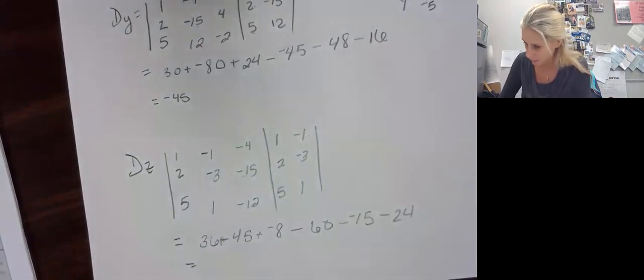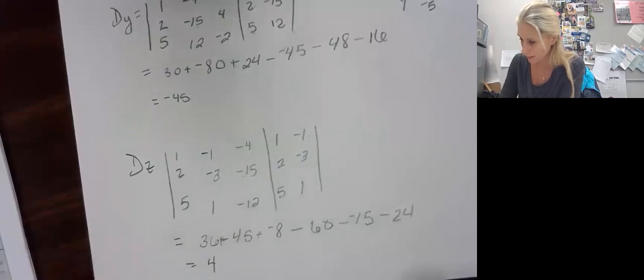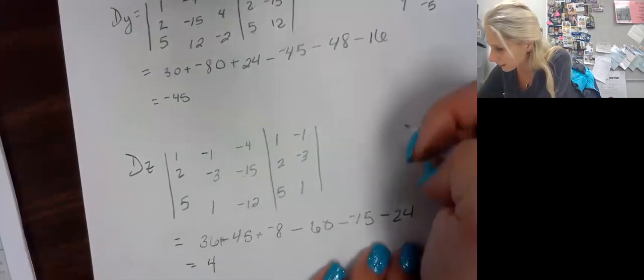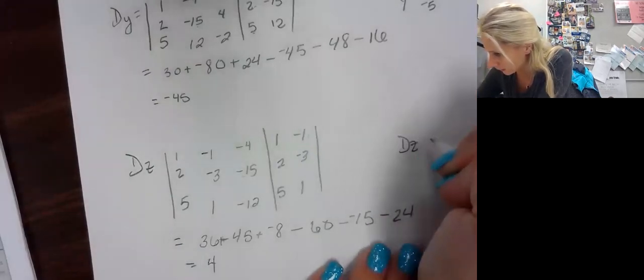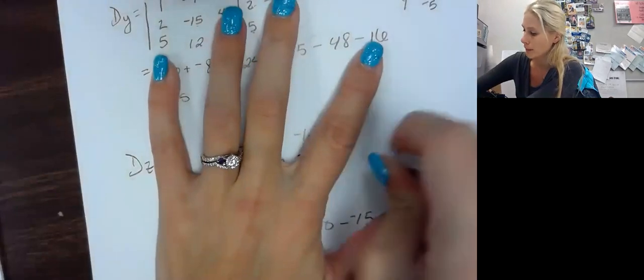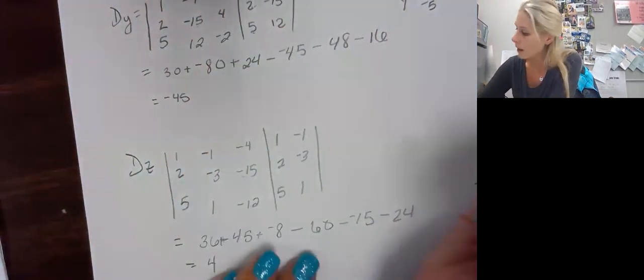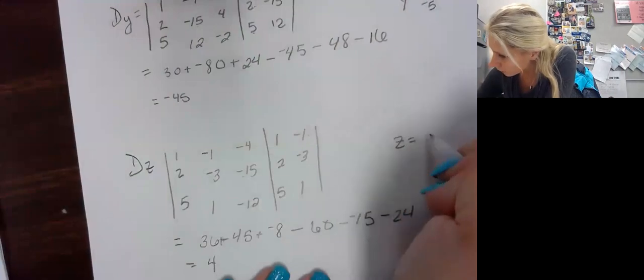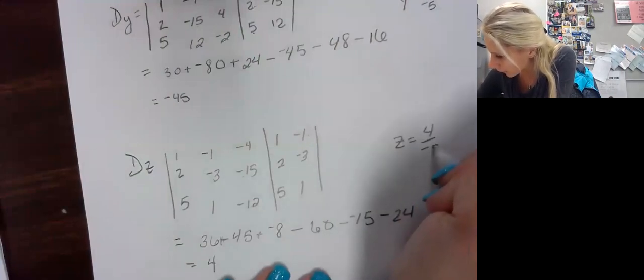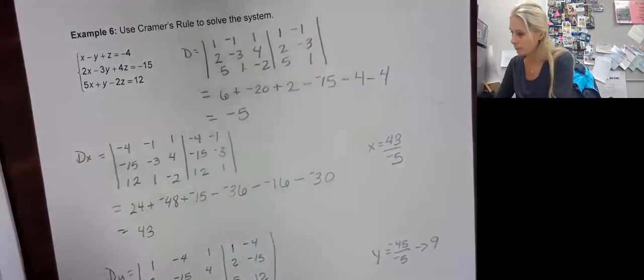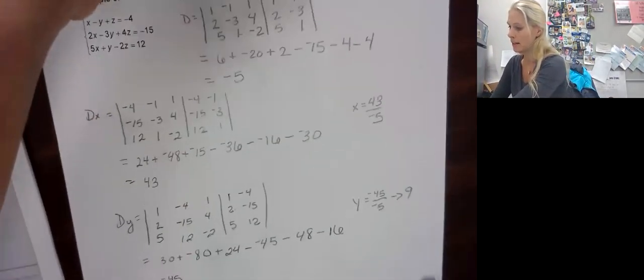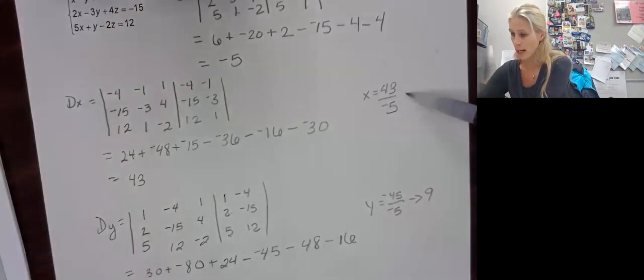36 plus 45 minus 8 minus 60 plus 15 plus 4. All right, let's see what happens here, because this dz, or not dz, because that's determinant, z equals 4 over negative 5. I'm a little worried for the fact that, see what happens here, guys.